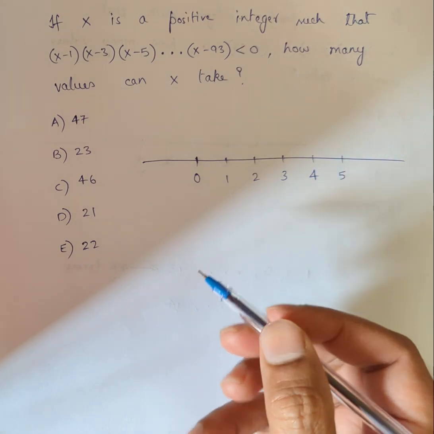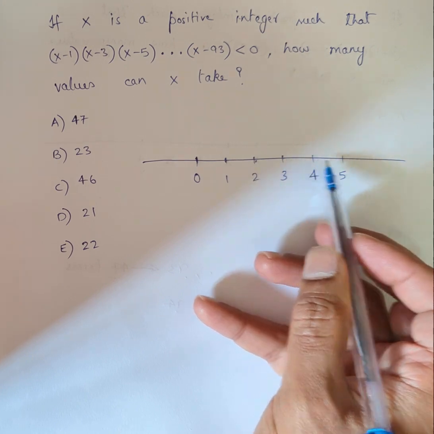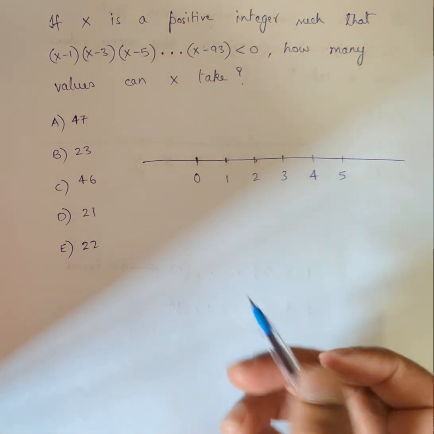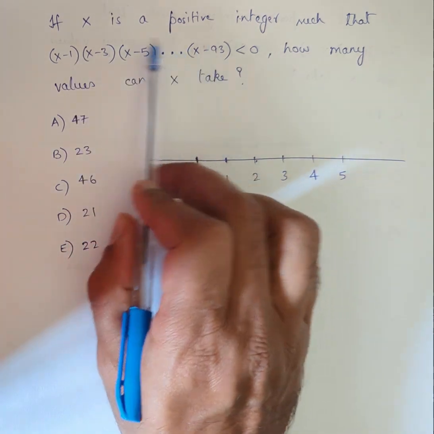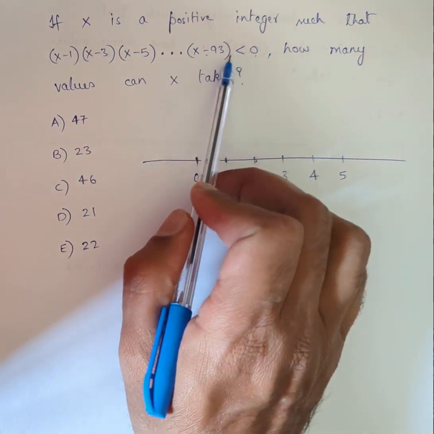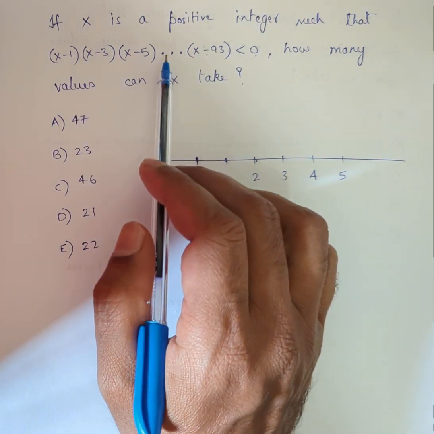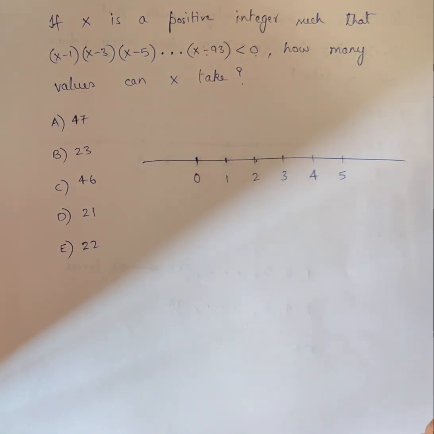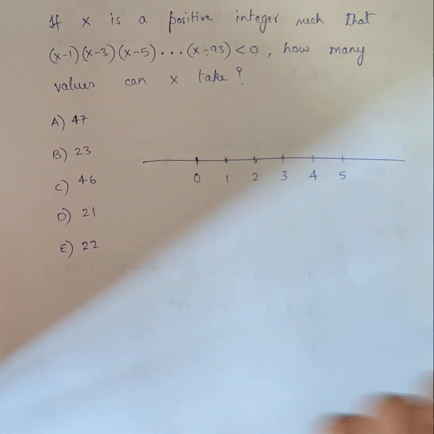And what are positive integers? They start at 1 and then they go 1, 2, 3, 4, 5, and so on. And now what we want is the product of all these factors to be negative. So negative product means an odd number of factors must be negative. And how many values can x take?